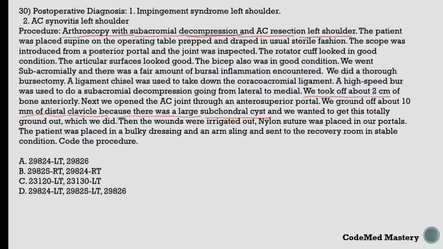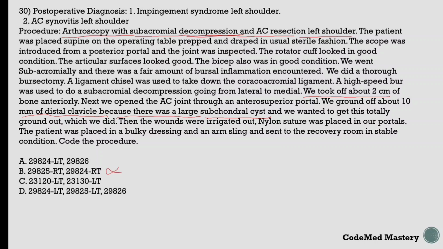Claviculectomy, right? So you can see the first code of option B, 29825, is for lysis and resection of adhesions, right? That is not mentioned in our question anywhere. So by this we'll eliminate the option B.